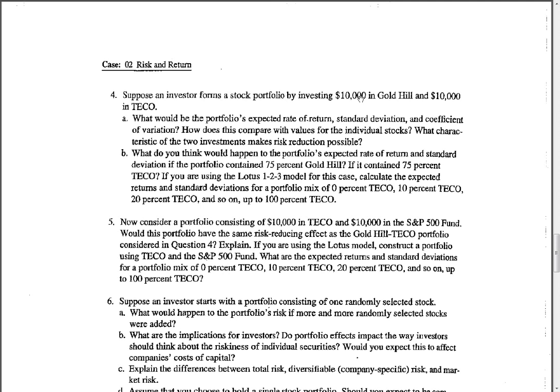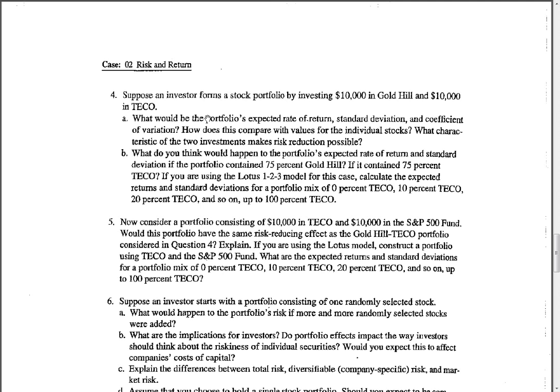You'll maybe start off with the 50-50 portfolio and then use that spreadsheet model and go through and do, well, what if I had 10% in Gold Hill and 90% in TICO, and then 20% in Gold Hill and 80% in TICO, and then go all the way to where you've got 0% in Gold Hill and 100% in TICO, and see what happens to your standard deviation, your expected rate of return, and your coefficient of variation. And I posted a summary table to Blackboard that will kind of help you see what you need.